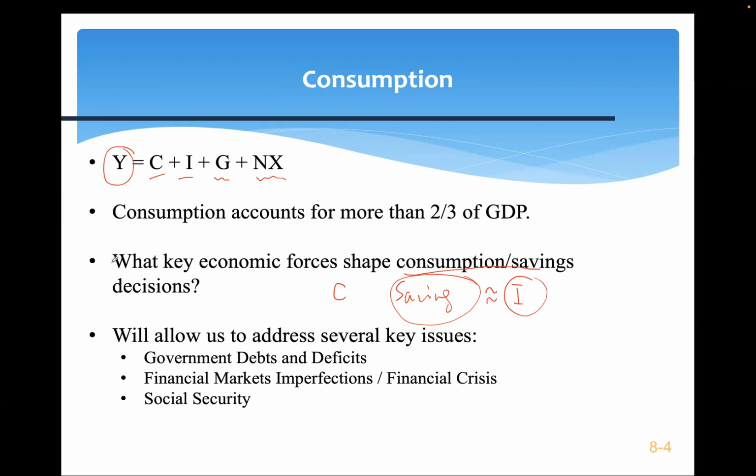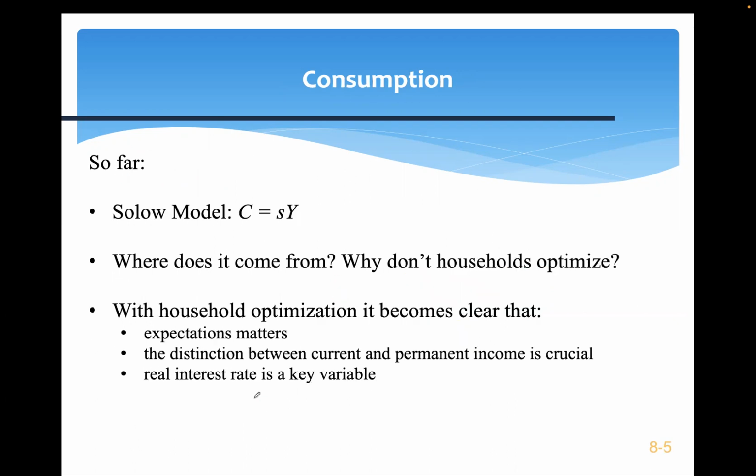The answer to these questions is going to help us understand the following key issues. Number 1, what determines government debt and the deficit? Number 2, if there's some financial market imperfection, how would that affect consumers' behavior? Or in other words, what is going to cause a financial crisis? But this is going to rely on this model. Number 3, we are going to use this model to understand social security. Why do we need social security? What's the benefit of introducing social security to our economy?